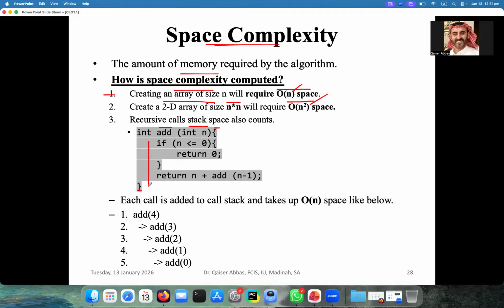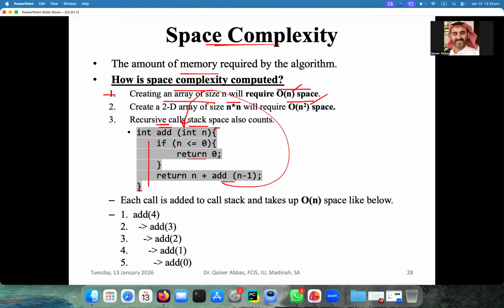We have to calculate the complexity of this body like a block of the loop. Here, if n is equal to 0, return, which means go out and return this value, and then return n plus add. We are calling this function again. This is what recursion is called. This is a recursive call, calling itself.